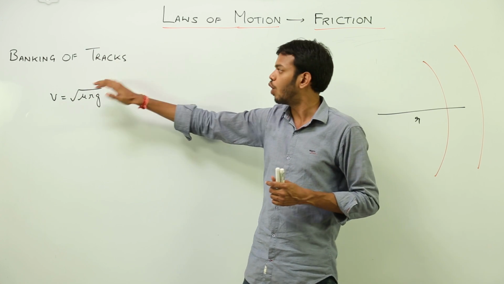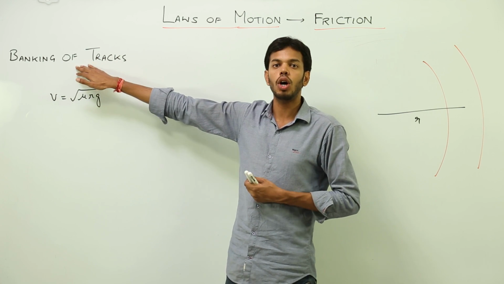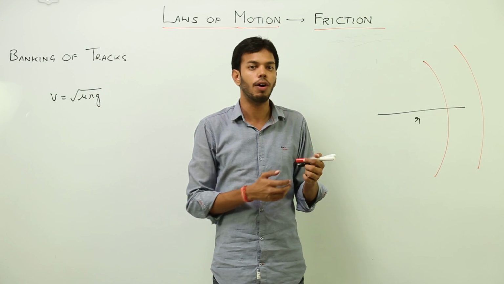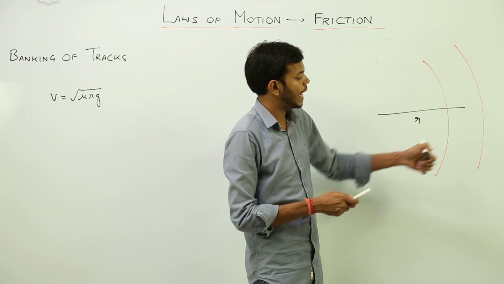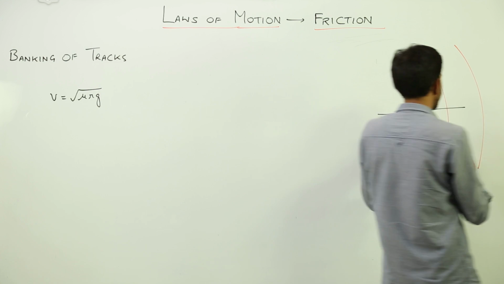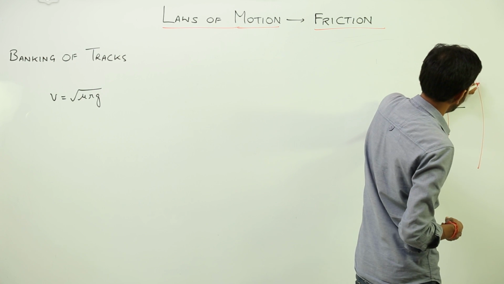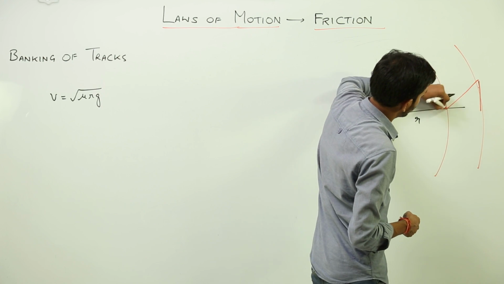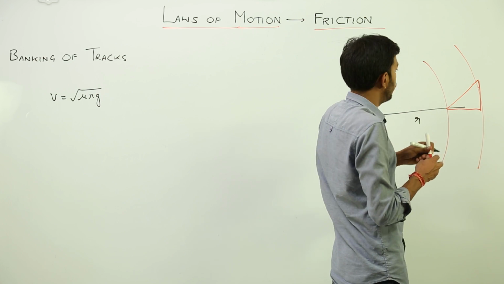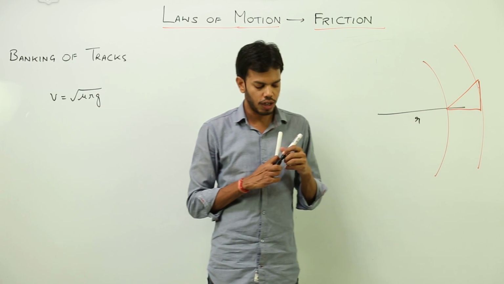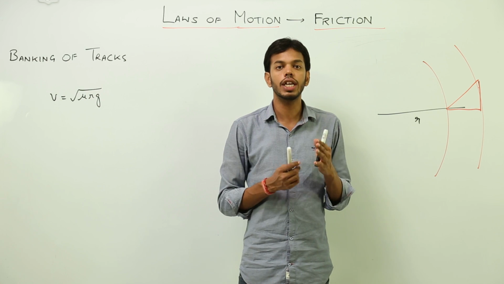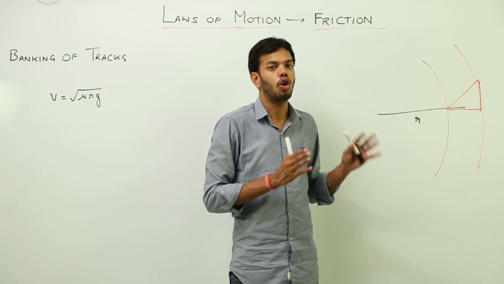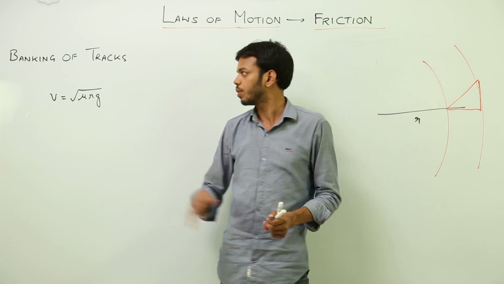So for a safer version of the circular path, the new method is called banking of tracks. What is banking of tracks? It is the phenomenon of raising the outer edge above the inner edge. So instead of a flat road, the outer edge will be raised above the inner edge. That is how banking is done. You might have seen this very prominently in racing tracks. Racing tracks are always made by banking of roads.